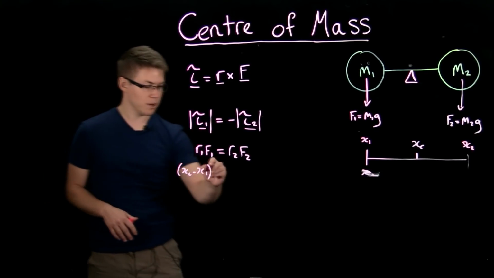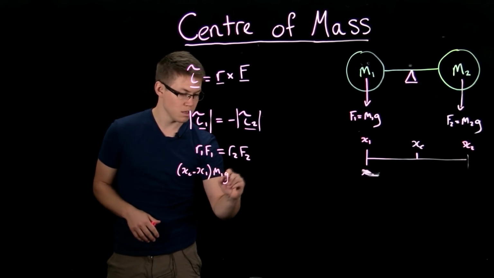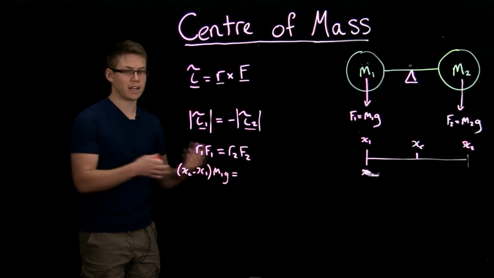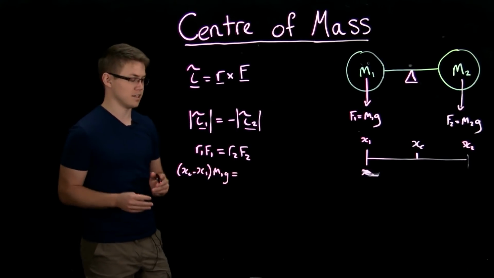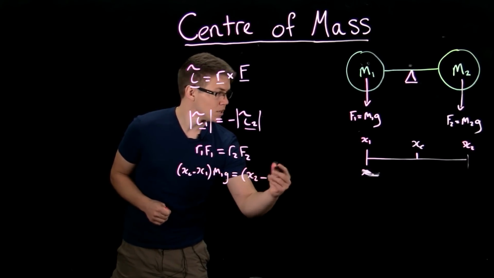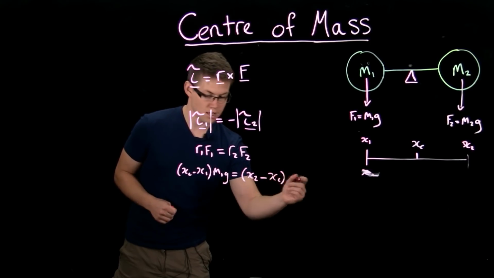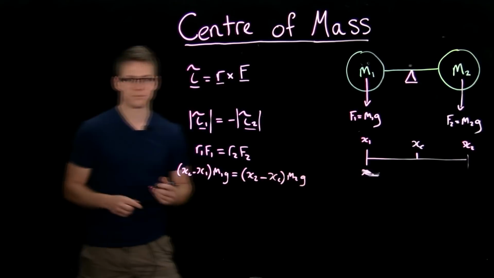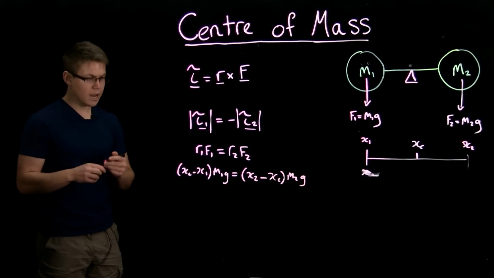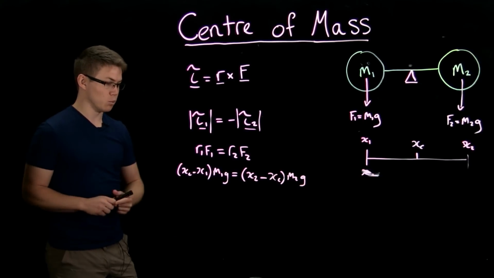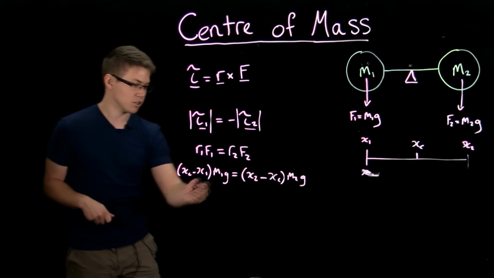F1, well, that was just m1g. While r2, well, r2 is now x2 minus xc. You have to be careful with the signs here to get these the right way around. x2 minus xc, and of course f2 was m2 times g. Okay, now we have an expression which has all of the things in it that we want, so we can see that the g's are going to cancel.